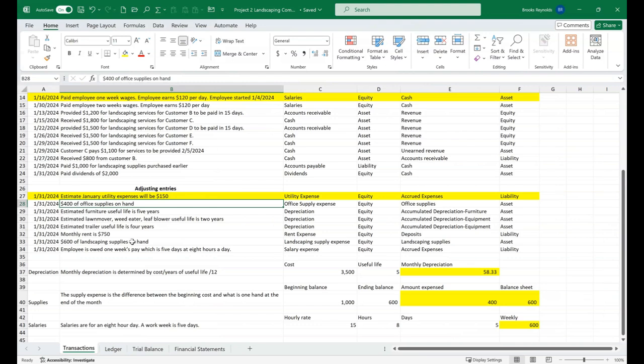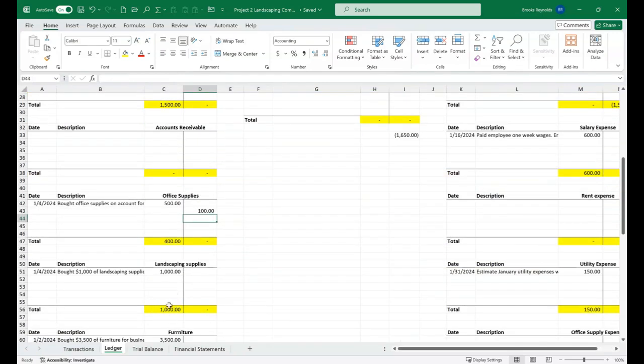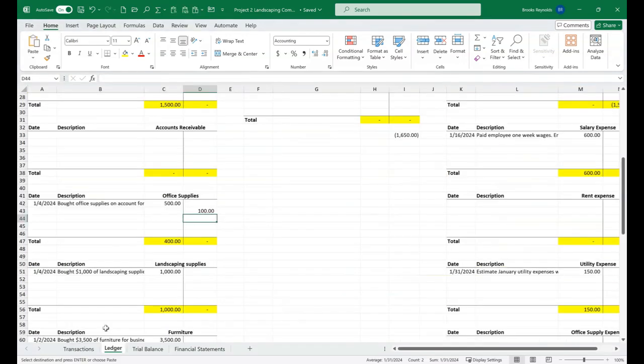You're going to do the same thing with the landscaping supplies on hand. You have $600 in landscaping supplies, so you need this balance to be 600. And to do that, you're going to have to credit this. All right, so let's go $400 of office supplies on account.